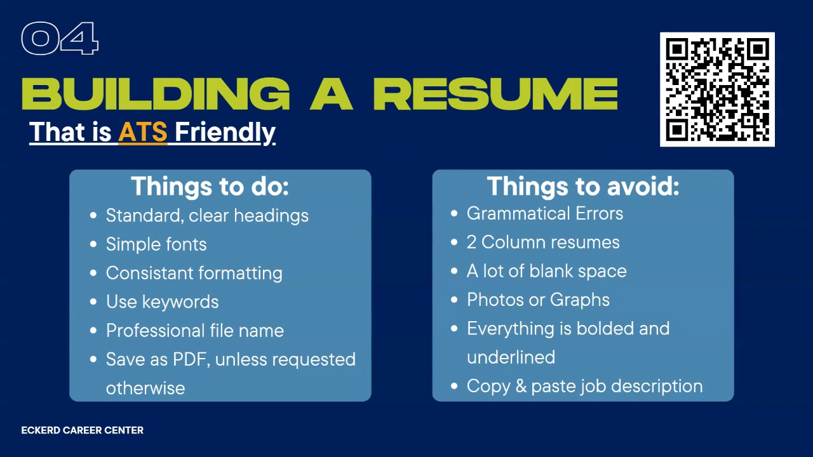Two-column resumes, we really want to avoid. That is when there are two columns on the page, because a lot of times the ATS systems read from left to right. So if there are two columns, it's going to read straight across, going from one column to the other, and it just won't make sense. So you want to try to avoid that.